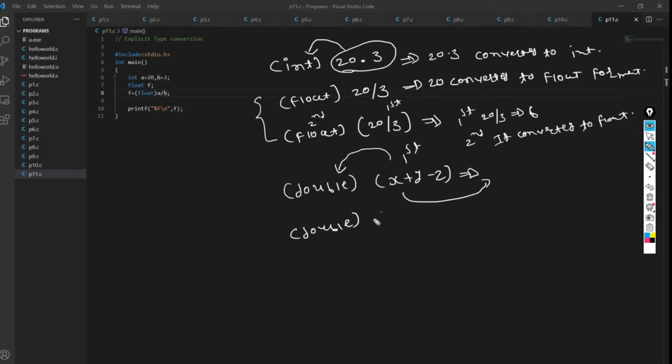Next is the double, and suppose I write x plus y minus z. Here my x will convert into double format, and then whatever the expression, it will solve it and store it in the format of double, because double has the highest priority.